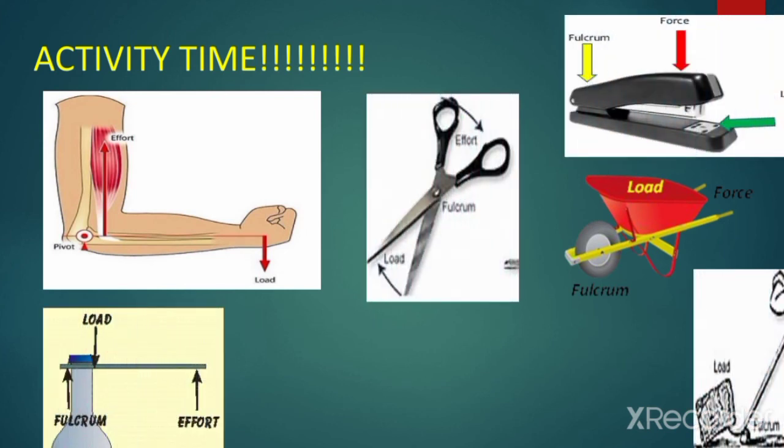Okay students, now activity time. What you have to do is identify which picture belongs to the first class of lever, the second class of lever, and the third class of lever. This is your home task, so you have to identify the class of lever according to the picture.